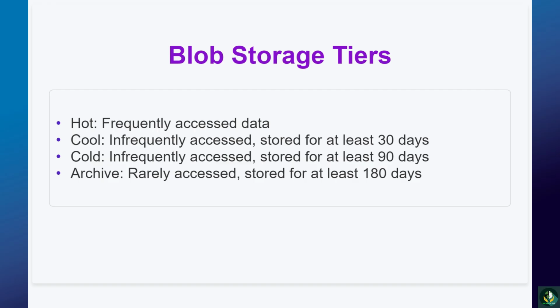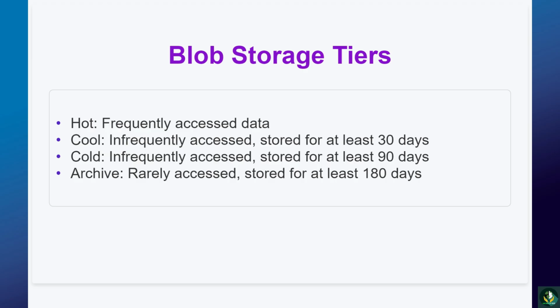The Cold Access tier is designed for even less frequently accessed data, with a minimum storage duration of 90 days. This tier strikes a balance between lower storage costs and reasonable access times, making it suitable for short-term backups or older data that still needs to be readily accessible.